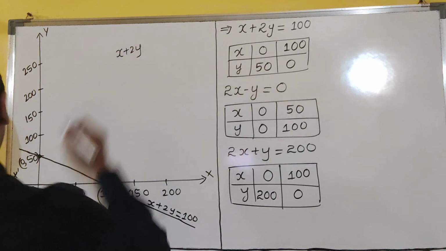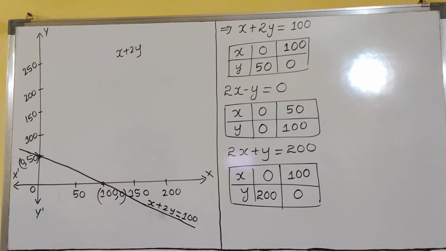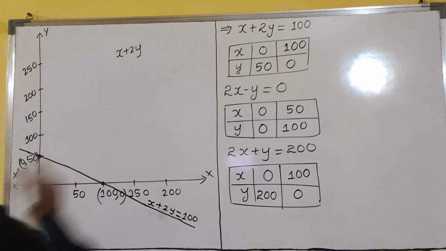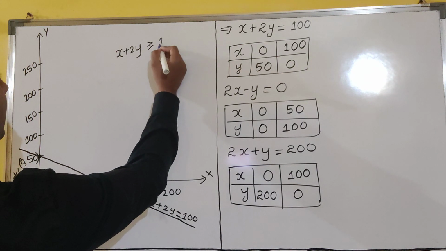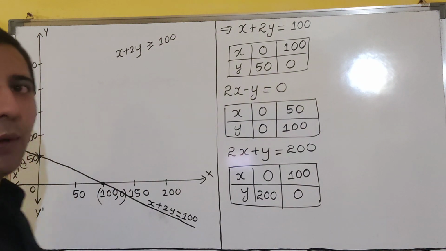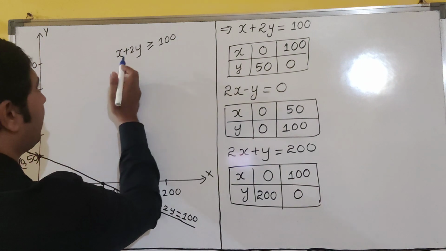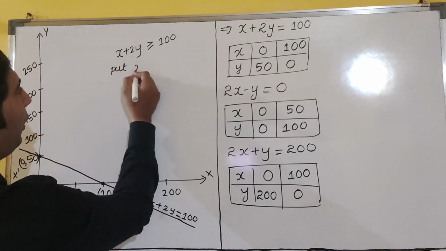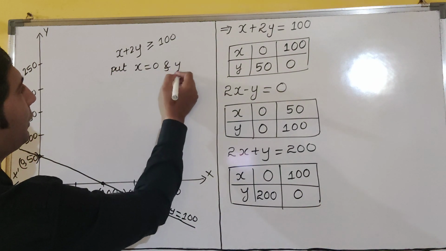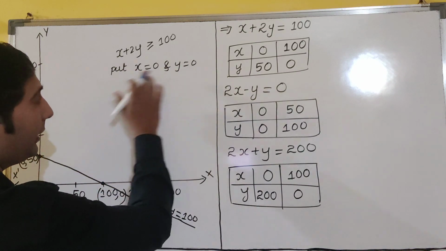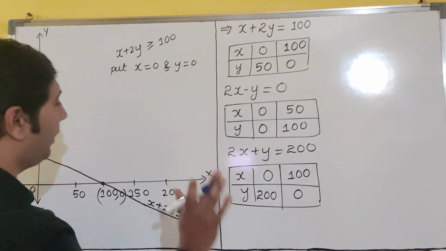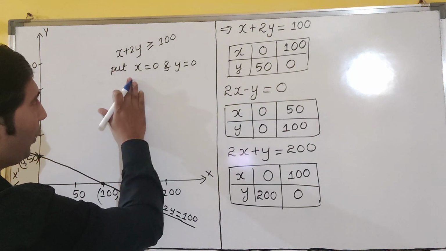So x plus 2y is what they are given, greater than or less than; it is greater than or equal to 100, dear students. So now for understanding, what we'll do, we'll put 0 in this. Put x is equal to 0 and y is equal to 0, whether it contains origin or not. This is also not required to write in exam. For your understanding purpose, I am showing here.